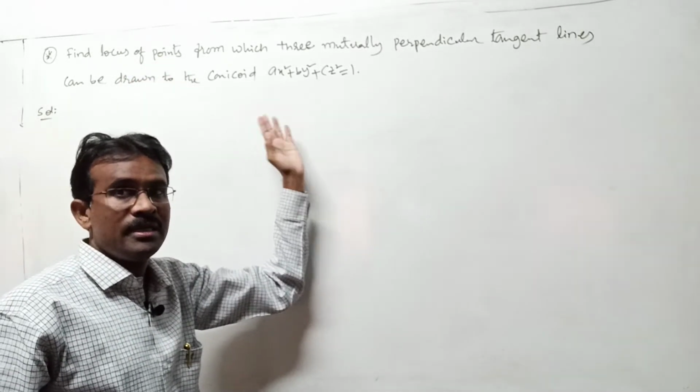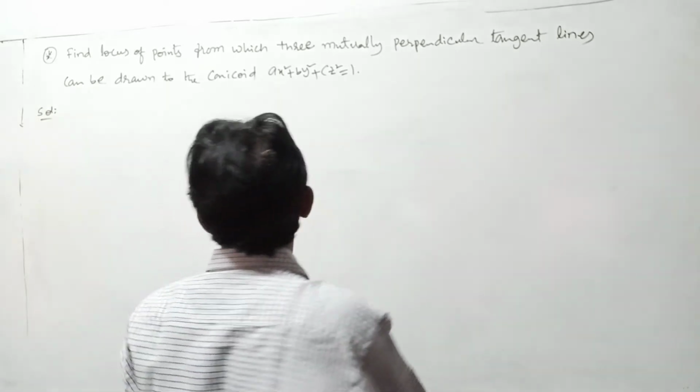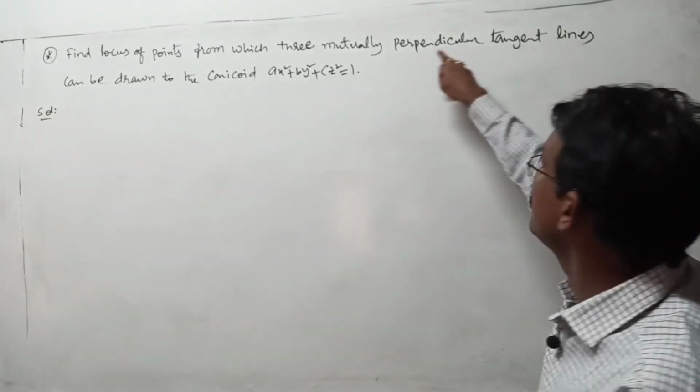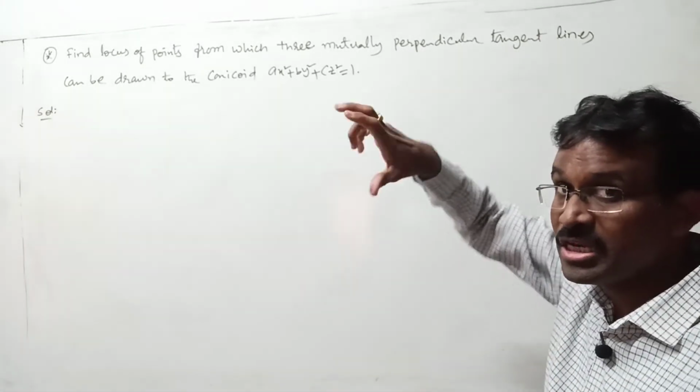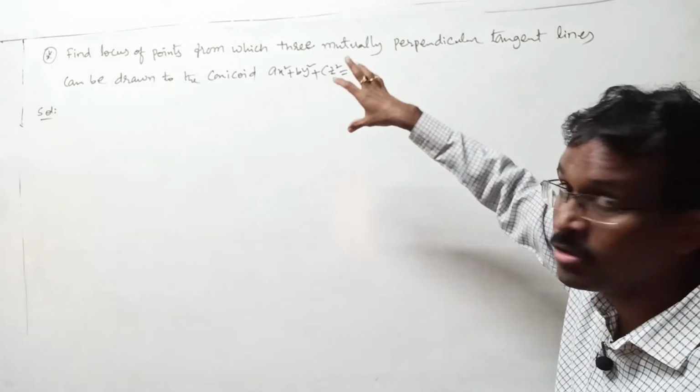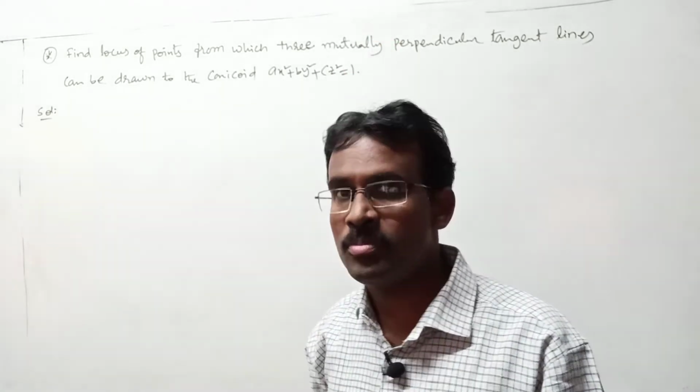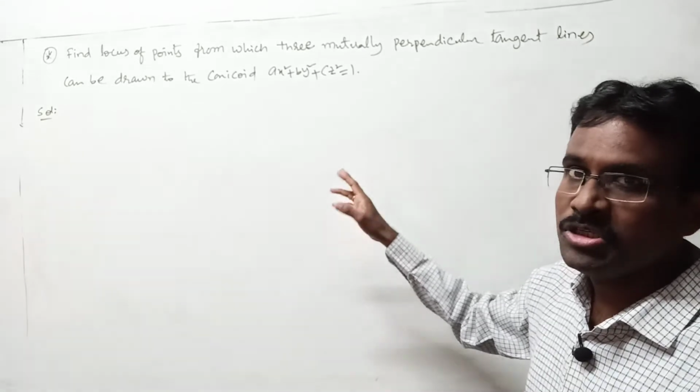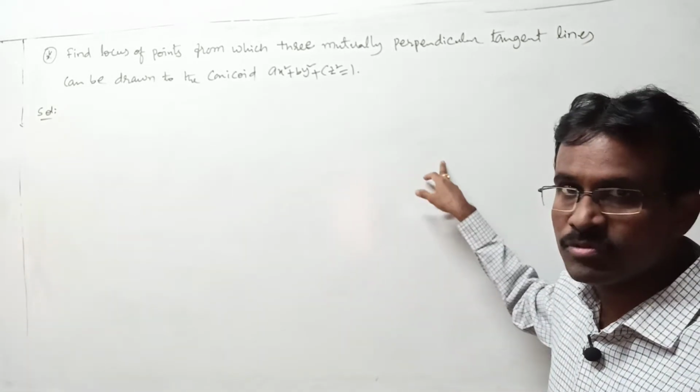Now take S1 and S11 and define the equation of the enveloping cone. Whenever you can take three mutually perpendicular lines, you must get an enveloping cone. The word enveloping cone is nowhere in the question, but we are going to use it. The enveloping cone equation is S1 square equal to S into S11.